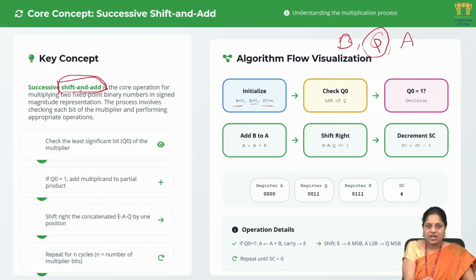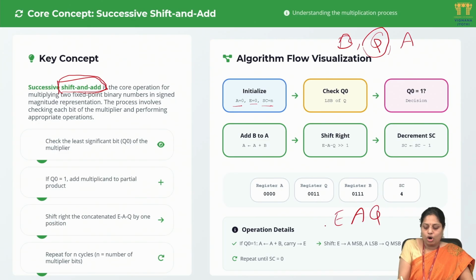So successive shift and add will be implemented when the LSB bit of the register Q is 1. Suppose if the LSB bit of Q is 0, instead of performing shift and add operations, you are directly going to perform the shift operation. So here you are going to perform the right shift operation, and the right shift operation is performed to the registers E, A and Q altogether, not only on the single register.